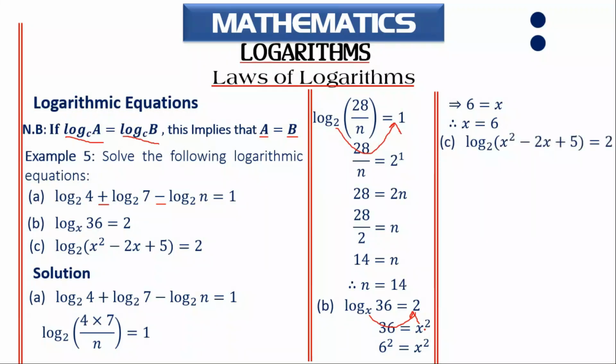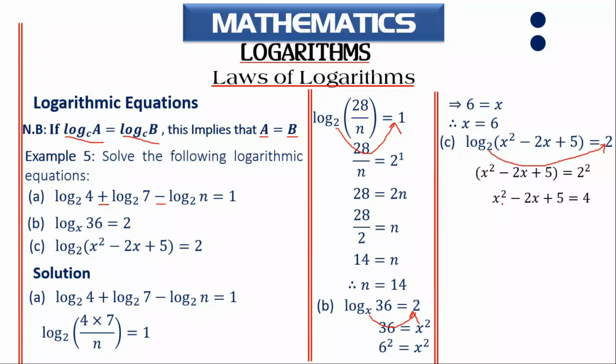Now let's take a look at the last question there. The last question says log of x squared minus 2x plus 5 to the base 2 equals 2. So the same principle is going to be applied here, meaning that 2 will carry to here as the power. So from what you have here, this is going to give us 2 squared.